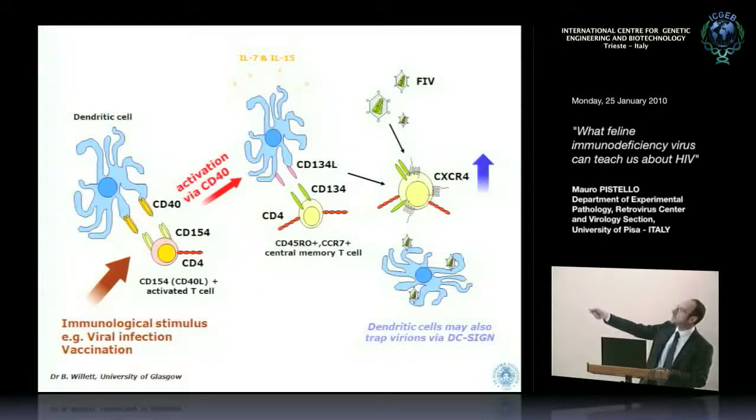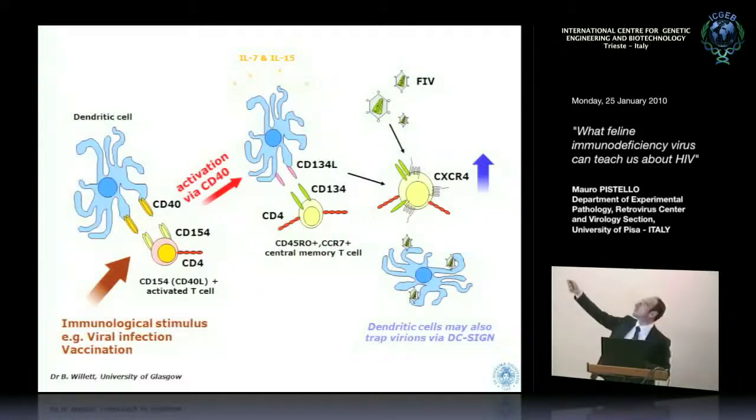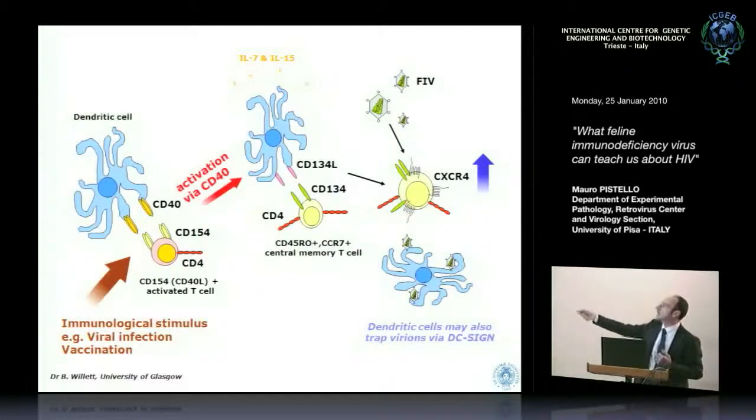So eventually the memory T cells and activated CD4 T cells express the CXCR4 and the CD134, and with these the cells can become infected either by the free virus or the virus that is presented somehow by dendritic cells and macrophages.